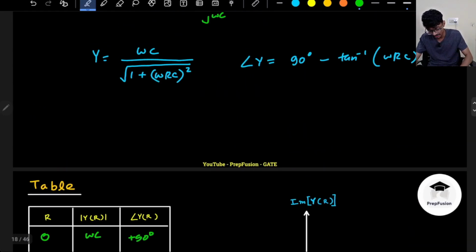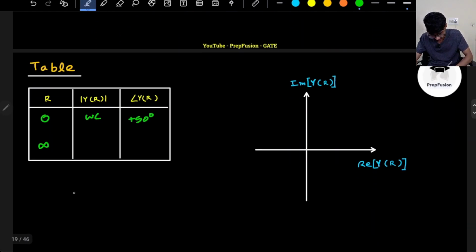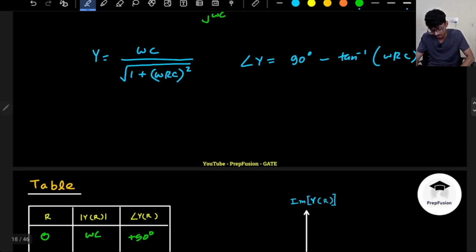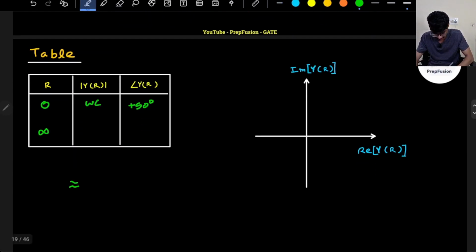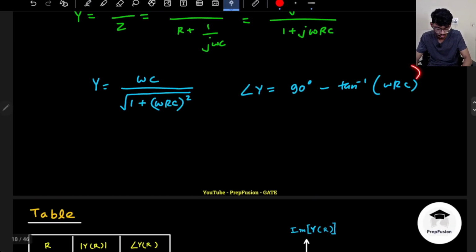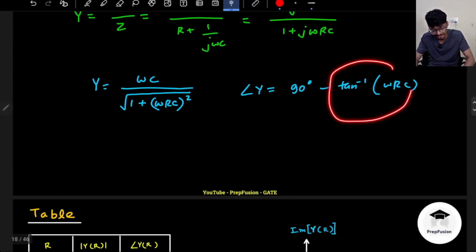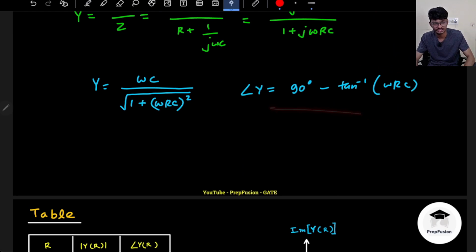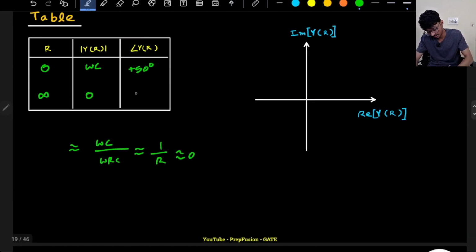If R is infinity, again I can make a few approximations. If R is infinity, this will be purely a resistive circuit only. This will be omega C divided by omega RC. So approximately this will be equal to 1 by R, which is approximately 0 only, because R is tending towards infinity. So magnitude will be 0. I don't care about the angle, but if you want to, you can put omega R equal to infinity. This will provide you 90 degrees of angle. So 90 minus 90 is 0. So overall my angle is 0 only.